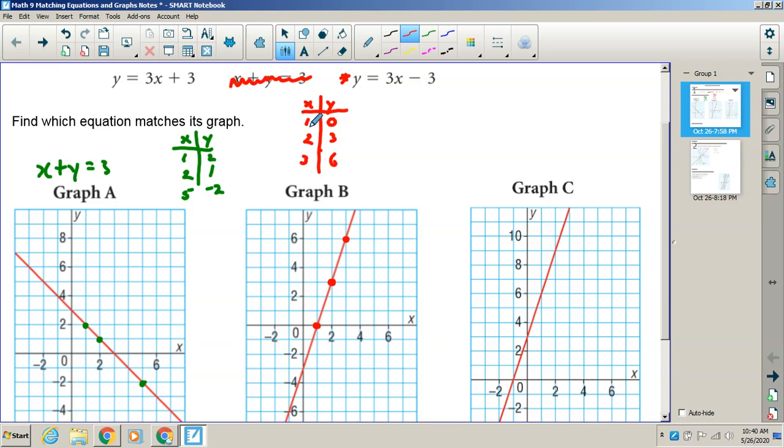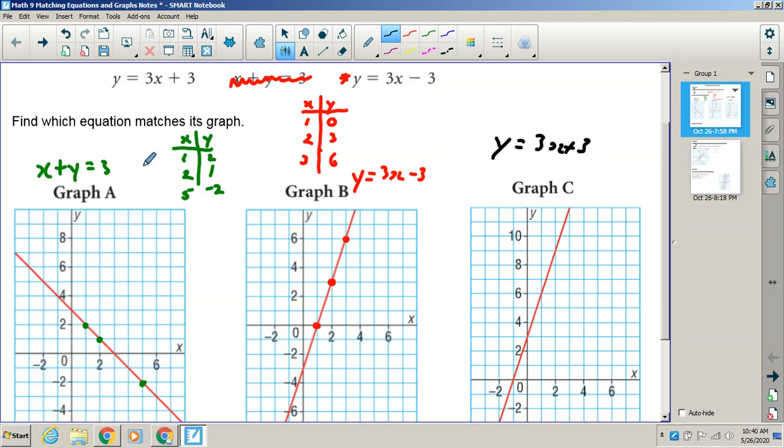X value of 1, I put in here, 3 times 1 is 3, minus 3 does equal 0, so that works. 3 times 2 is 6, minus 3 is 3, so it works there. 3 times 3 is 9, minus 3 is 6, so it looks like that graph B and y equals 3x minus 3 are a match, which means graph C belongs to y equals 3x plus 3.